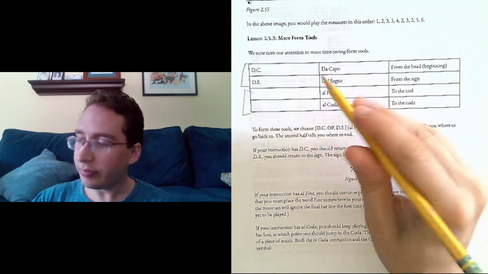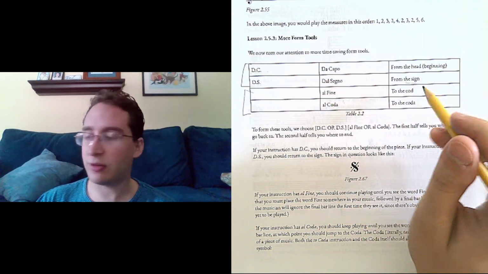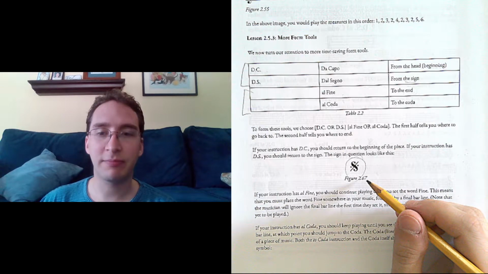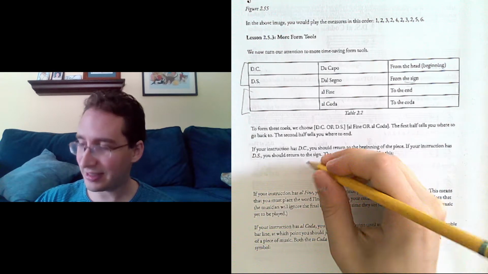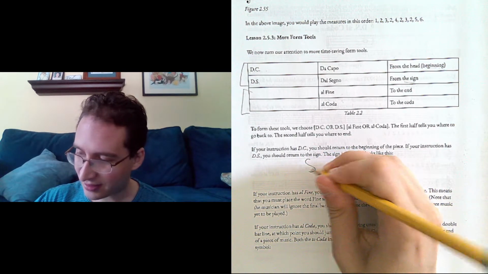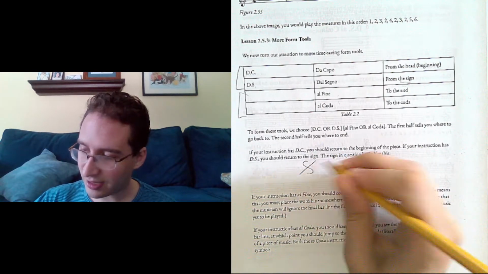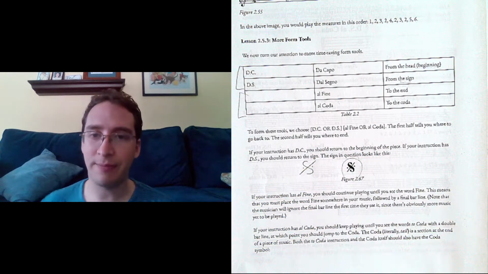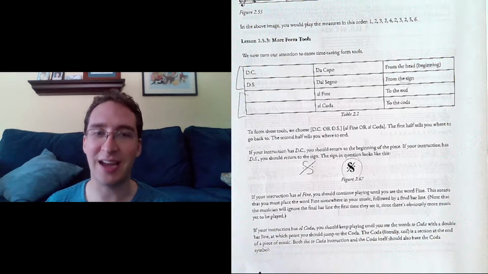So, dal segno tells you to start from the sign. This is the sign. It looks fun. It's kind of like a fancy S with a straight line and then dot, dot. Great. That's a sign.